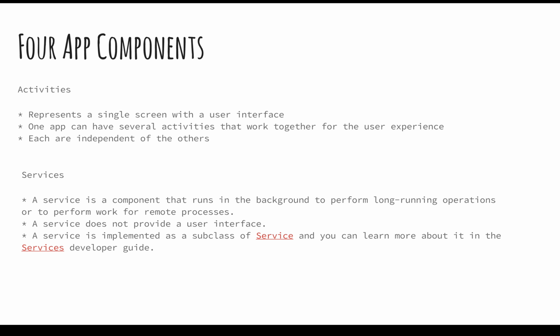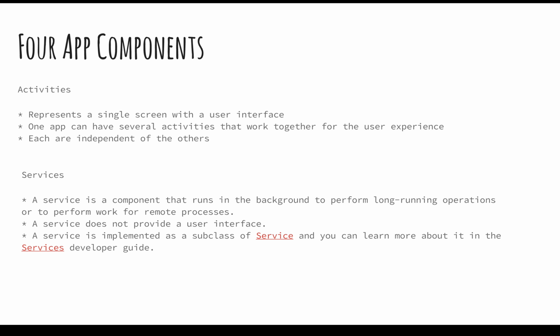So the first one is the activities. An activity is a single screen with the user interface. The equivalent in iOS development was the storyboard; for the Android device, it's an activity. One app can have several activities, like the iOS devices can have several storyboards. They work together for the user experience, and each is independent of the others, but you will create the navigation within your app that will allow one activity to go to another activity.